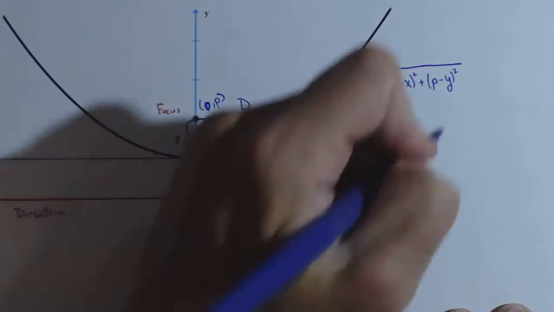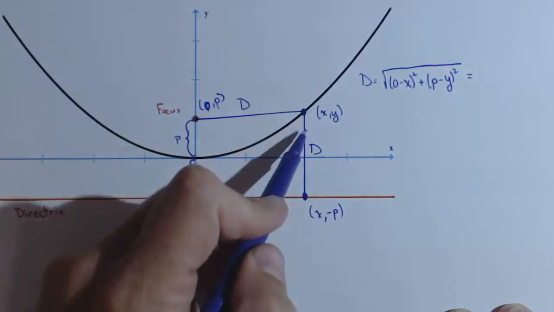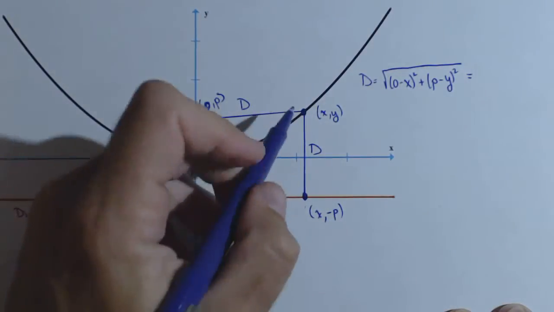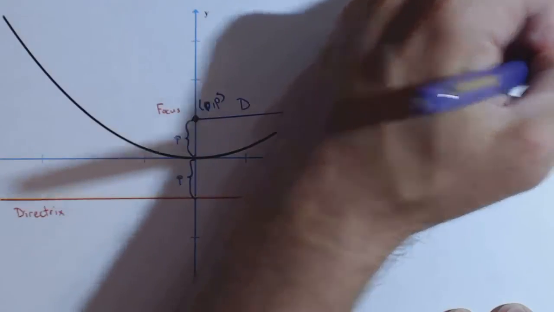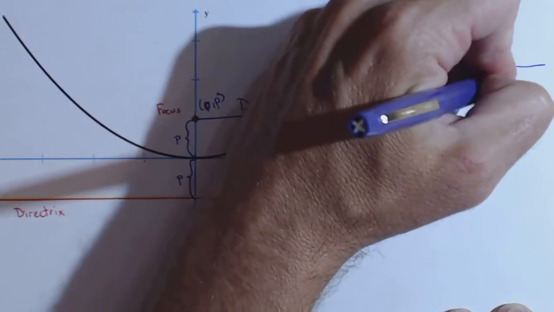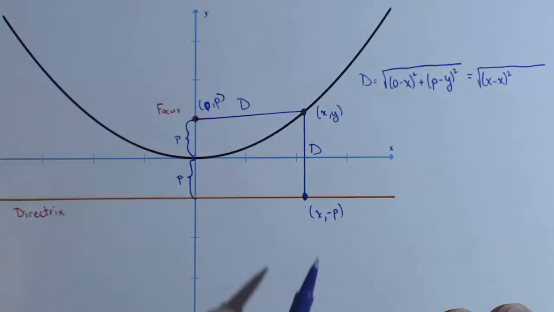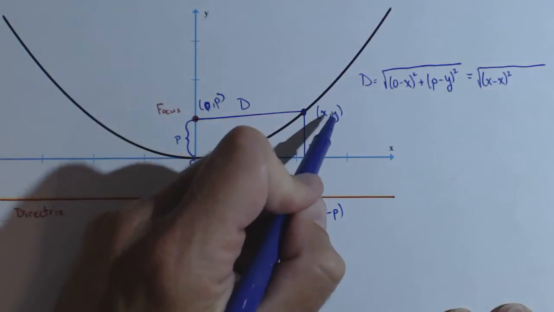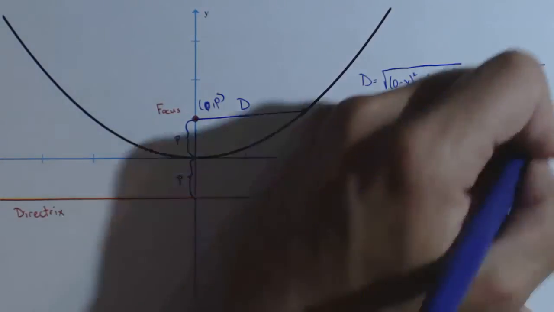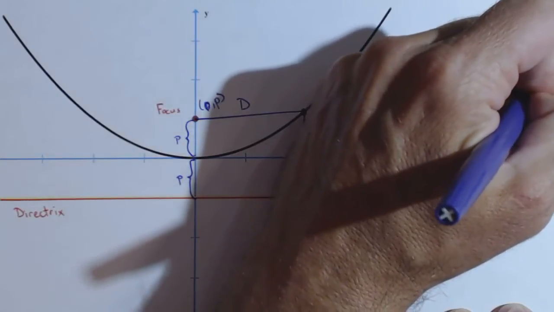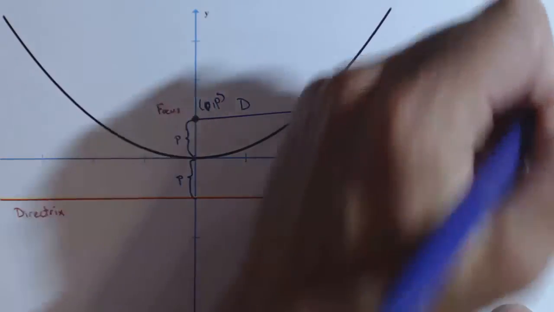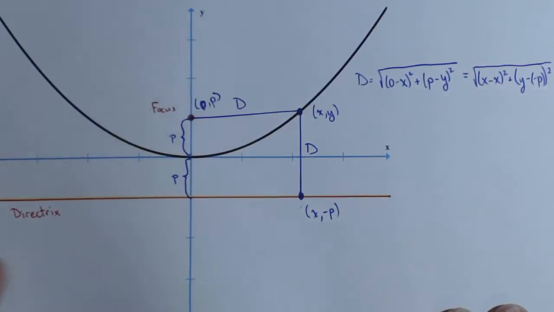Now that's going to be getting set equal to the distance here. So the difference in the x values in this case is x minus x. So x minus x squared, which is going to simplify quite nicely. And then y minus a negative p squared. So y minus negative p squared.